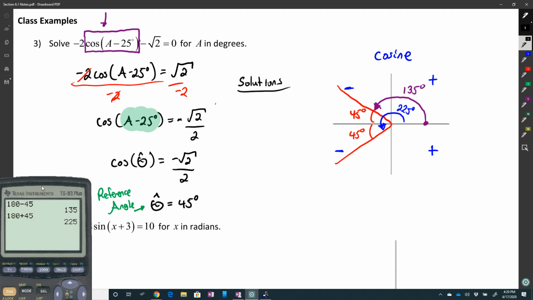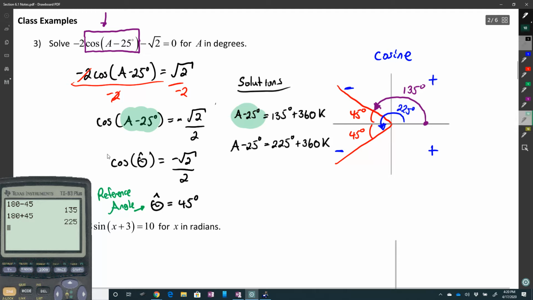All right? My answer is, remember that the inside was A minus 25. So the inside is equal to 135 degrees, and then again, it can go as many rotations as it wants, 360K. Or A minus 25 equals 225 degrees plus 360K. Okay? So whatever the inside is, that's what's equal to your angle. And then from there, the algebra can resume.